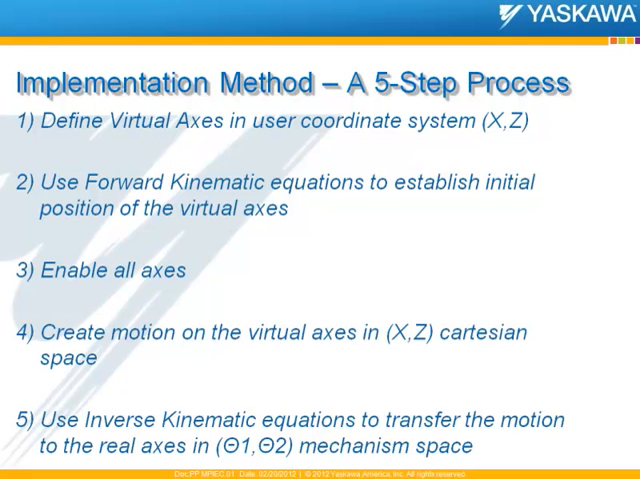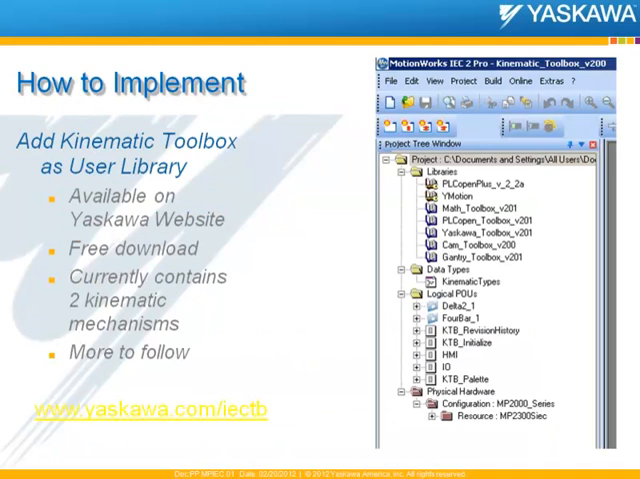Once everything's enabled, then it's simply a matter of creating motion on the virtual axes in your user space, your Cartesian coordinate system. And then constantly performing inverse kinematic equations to transform that motion back to where the real axes are. So some of these in this 5-step process are done for you, and some you have to do yourself. So let's see what it really takes to implement a solution like this, and then I'll get into some of the details. We find it's actually pretty straightforward.